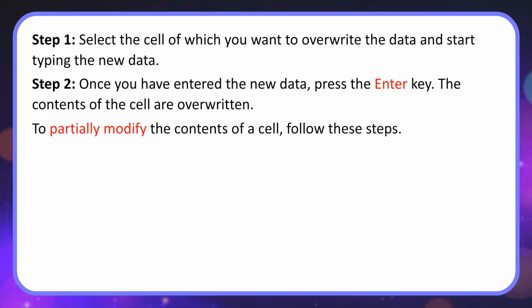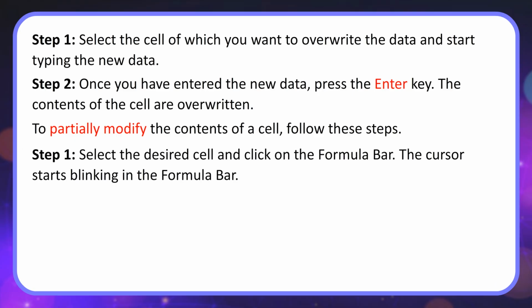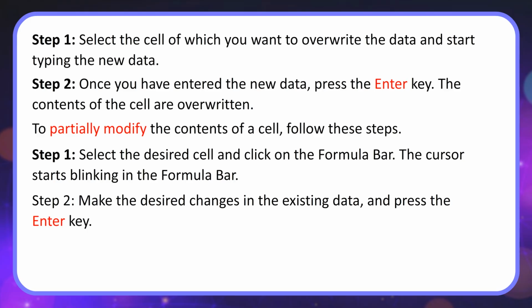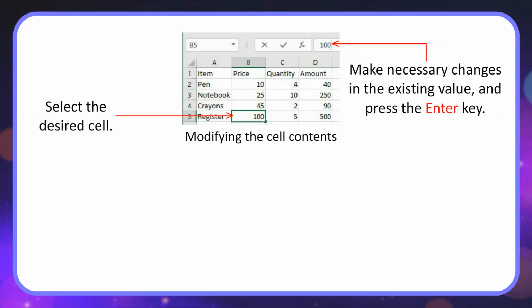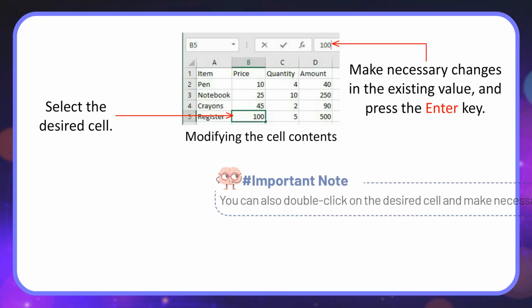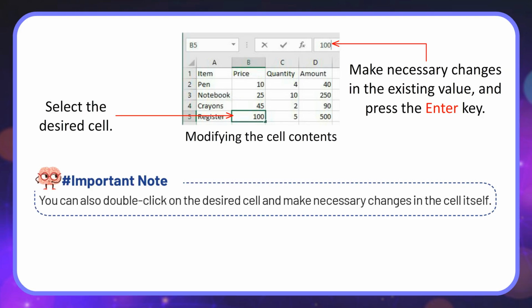To partially modify the contents of a cell, follow these steps. Step 1. Select the desired cell and click on the formula bar. The cursor starts blinking in the formula bar. Step 2. Make the desired changes in the existing data, and press the Enter key. Modifying the cell contents. Important note: you can also double-click on the desired cell and make necessary changes in the cell itself.